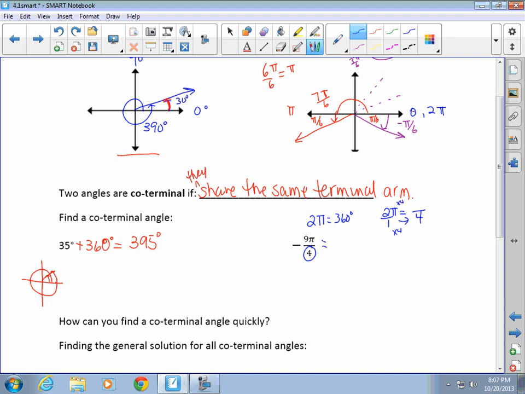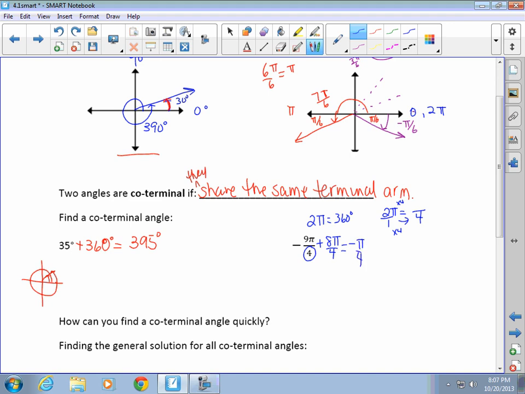So this would be 8 pi over 4. So I can add 8 pi over 4 onto that, which is the same as adding 360 there, which would give me negative pi over 4.